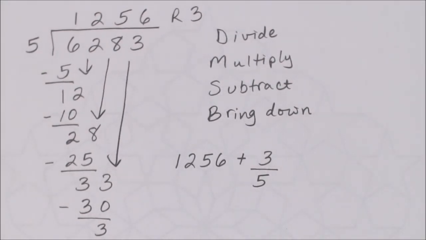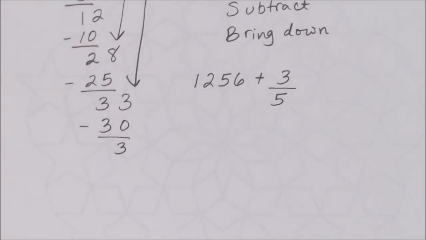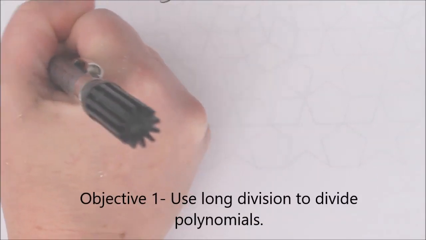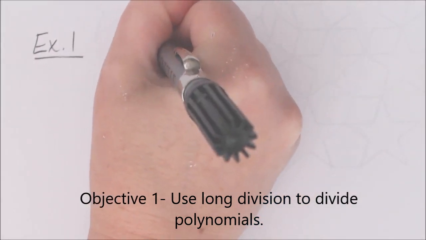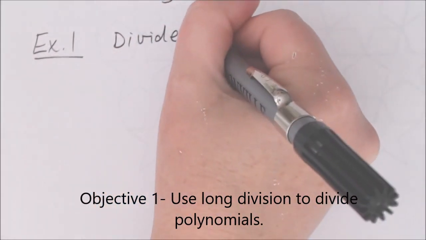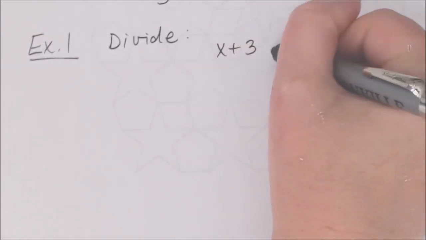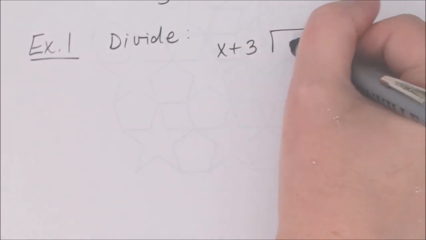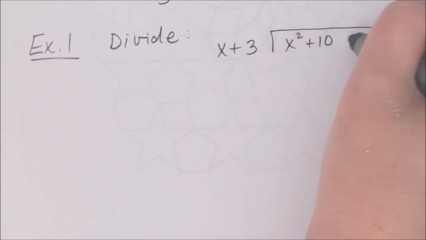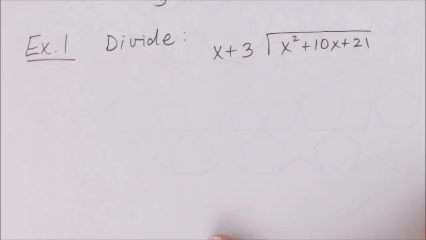Okay? Now, let's look at the example that's in the PowerPoint. So if you have the PowerPoint there, we're looking at example 1 in the PowerPoint, which involves looking at long division using polynomials. So let's take a look at that. So I'm going to go ahead and write it out here so you can see the question. So we're going to divide. And it says to divide using long division. So we've got x plus 3, and we're going to divide that into x squared plus 10x plus 21.